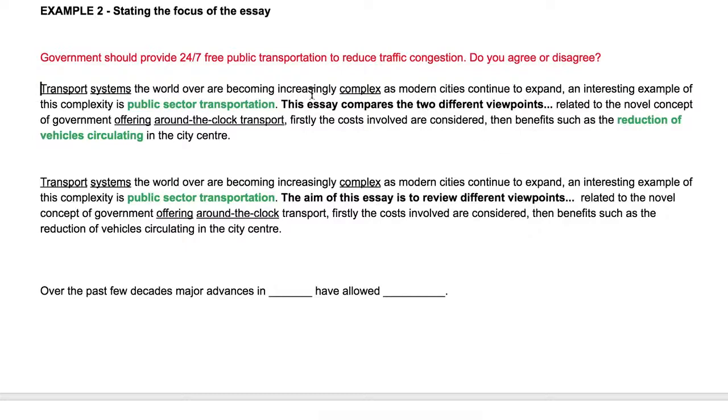So here I'm using similar sentences. This essay compares the two different viewpoints. Review different viewpoints. Once again, I'm using public sector transportation. I'm using topic-specific vocabulary. I'm using words that are higher level. Yeah. How many times do you hear complex in everyday speech? Not very often. I'm using synonyms. Around-the-clock transport instead of 24/7. So this is what you should be aiming for. As I said before, if you're going for a band 7 or above.